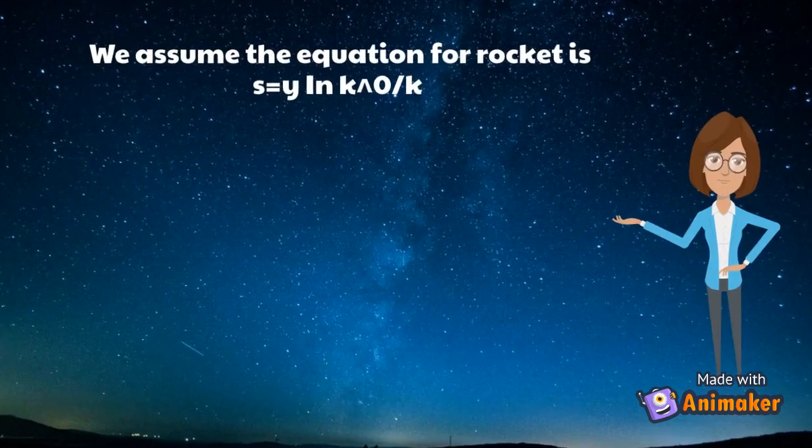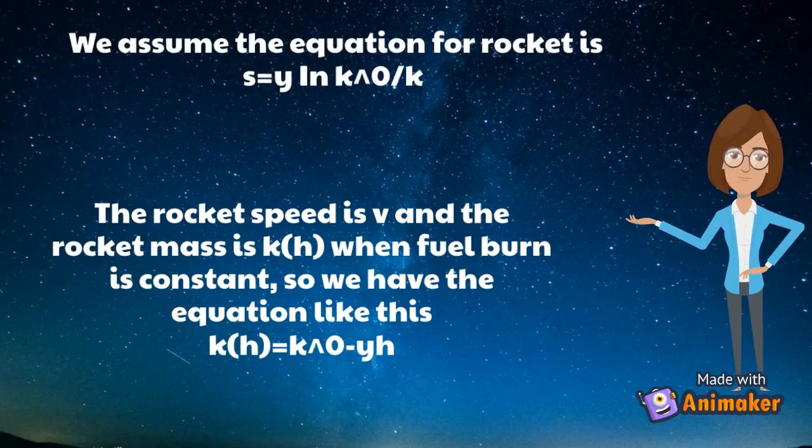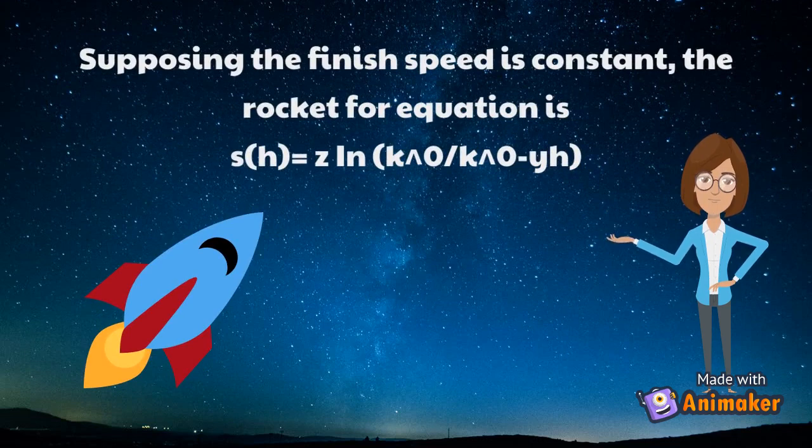We assume the equation for the rocket is s equal to z log k0 over k. The rocket speed is v and the rocket mass is k of h, but the burn rate is constant. So we have the equation like this: k of h equal to k0 minus yh. Supposing the exhaust speed is constant, the rocket equation is s of h equal to z log k0 divided by k0 minus yh.